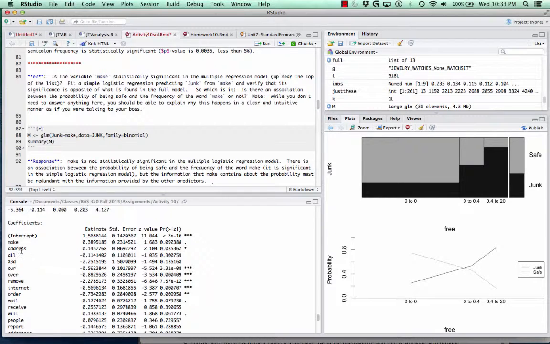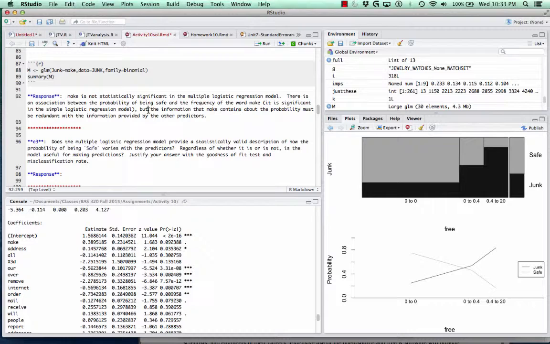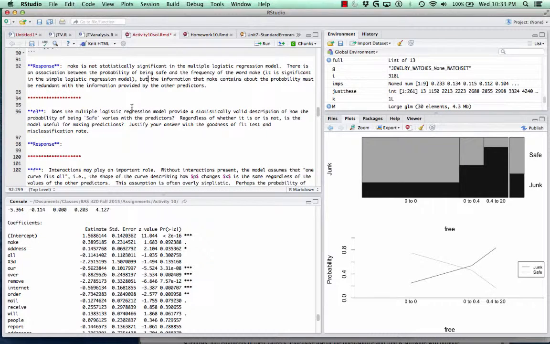And so when we add it to a model that contains all those other predictors, we see that it is no longer statistically significant because it doesn't provide anything new about that probability. So that's why that happens. That's why you go from significant in a simple logistic regression to non-significant. It does contain information about the probability, just that information is redundant. There's nothing new when we add it to the model that already contains all the other predictors.